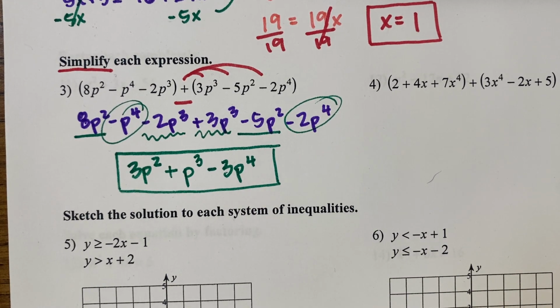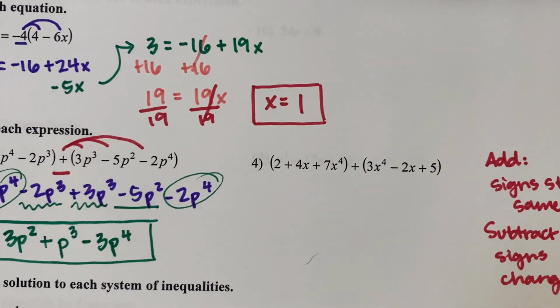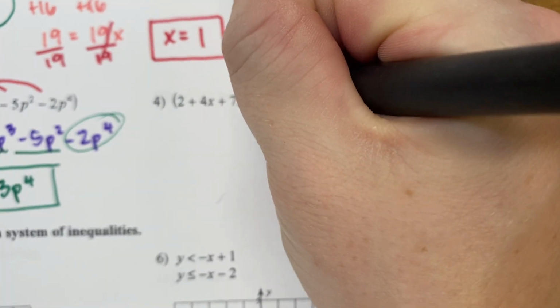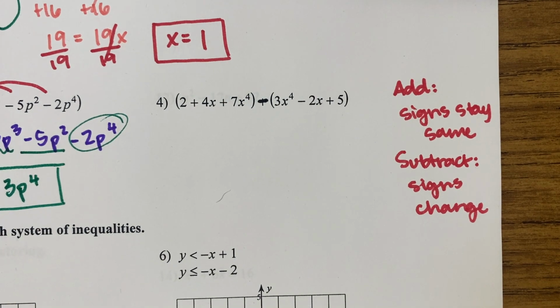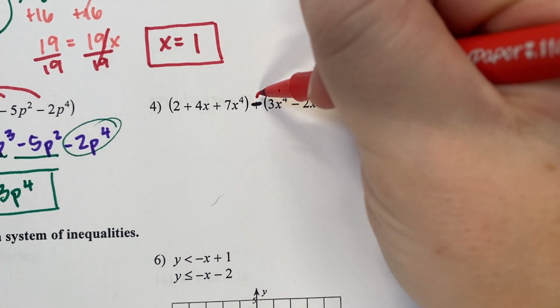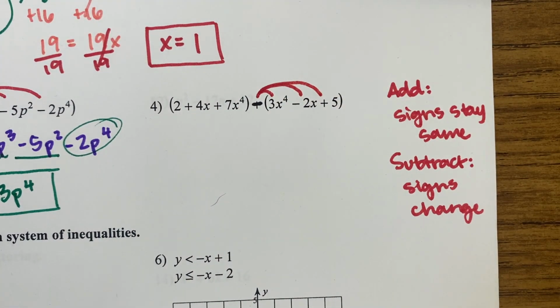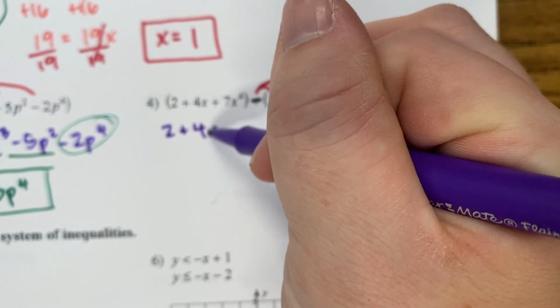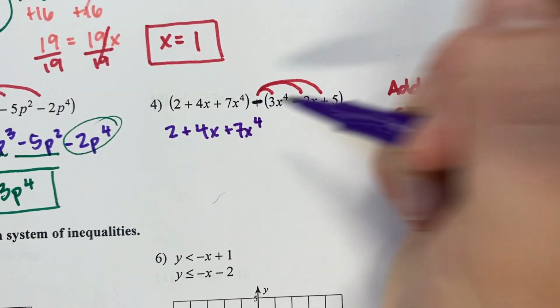Okay. Now I'm going to change number 4 just to give us another example. So I'm actually going to change this from an addition sign to a subtraction sign. Okay, so go ahead and do that on your notes as well, just so we can see both examples. Okay, well now that I change this to a subtraction sign, now the signs after are going to change. Okay, so remember you can always just copy down the first one. That one never changes, so 2 plus 4x plus 7x to the 4th.